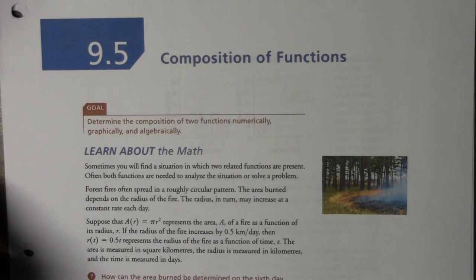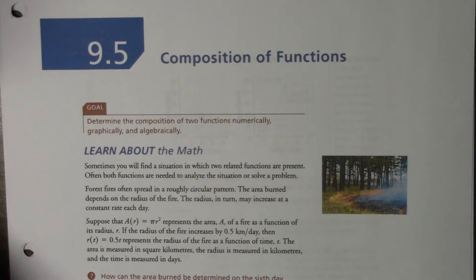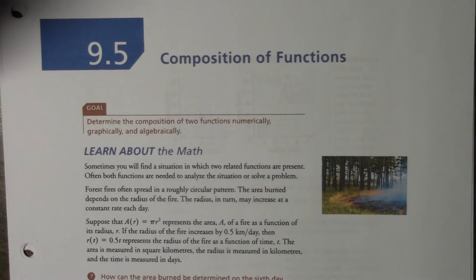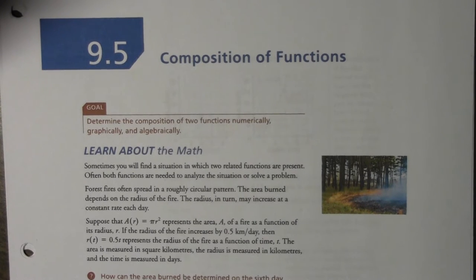Sometimes you will find a situation in which two related functions are present. Often both functions are needed to analyze the situation or solve the problem. Forest fires often spread in a roughly circular pattern. The area burned depends on the radius of the fire. The radius, in turn, may increase at a constant rate each day.